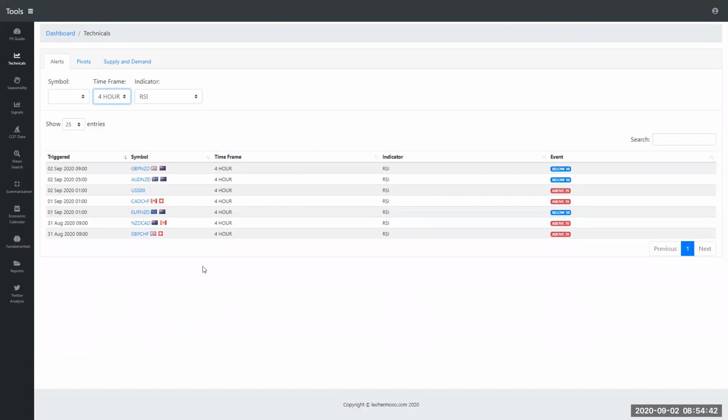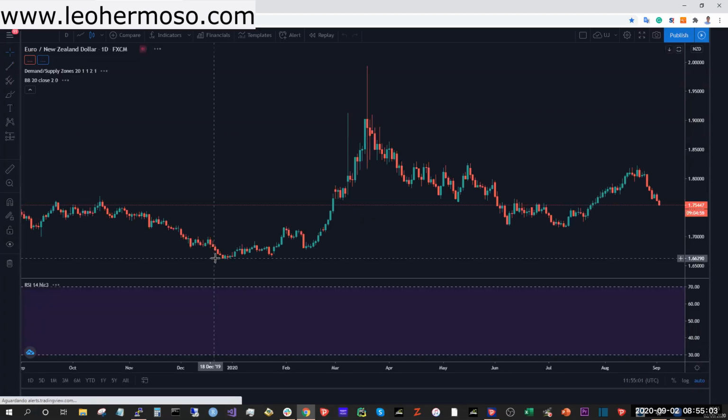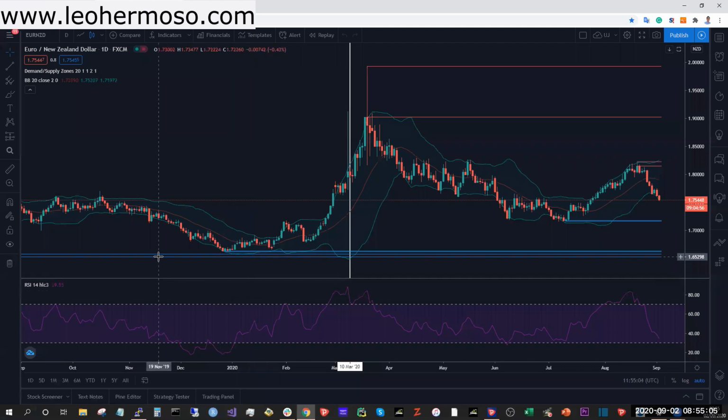So I know that, for example, Euro NZD on 4-hour charts is below the RSI of 30. So let's take a look on Euro NZD. I don't know if you know, but if you click on, for example, here on Euro NZD, it's going to open the TradingView, not on the exact time frame, but it's going to open the chart for you.